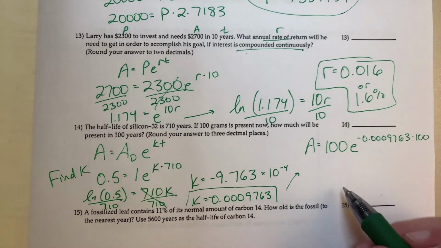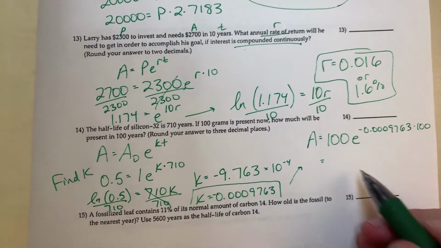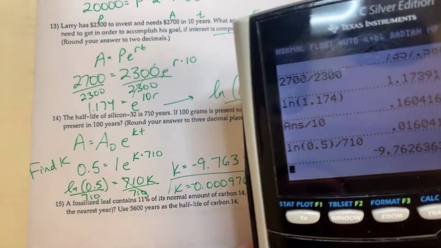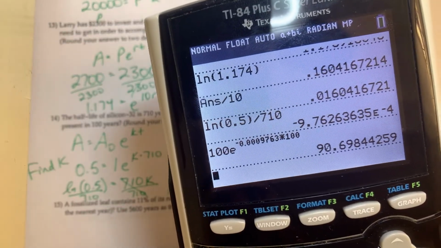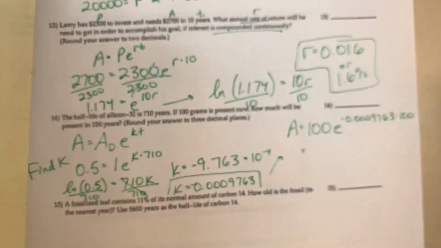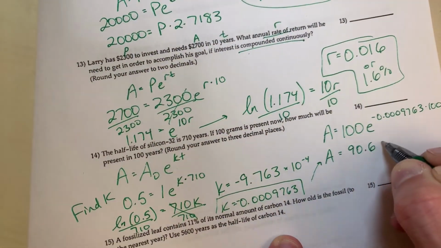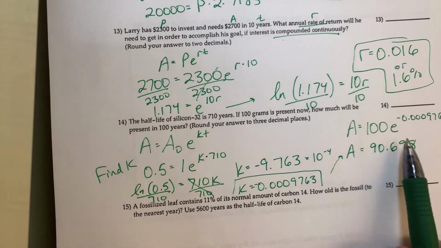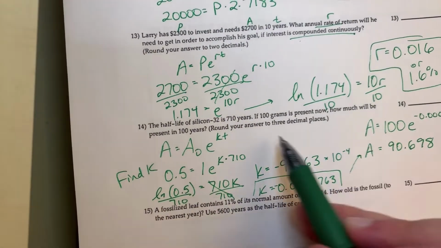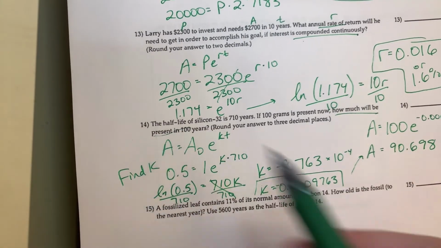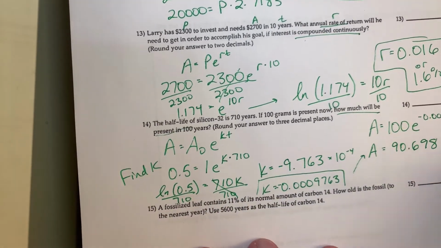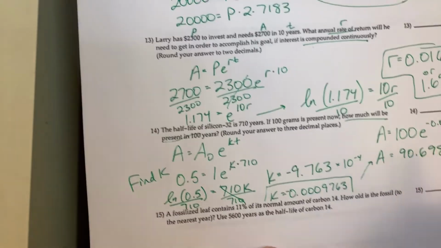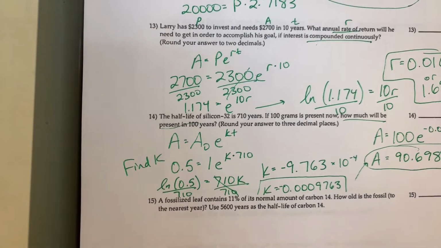So there it is. Then I can substitute all that into the calculator. Okay, so I get about 90.698 as my answer. And what does that number mean? That number means about 90.7 or so. Always look at the question at the end. That's how much will be present in 100 years. So 90.698 grams of silicon 32.